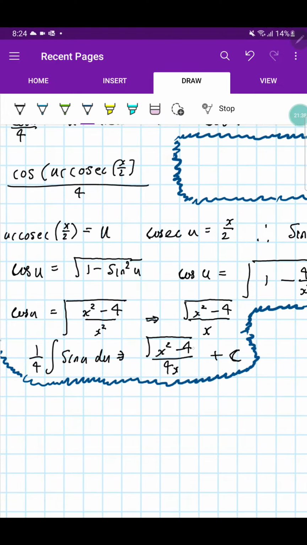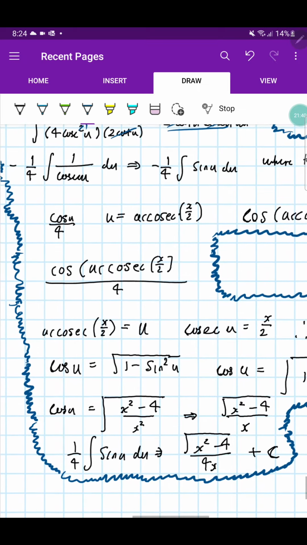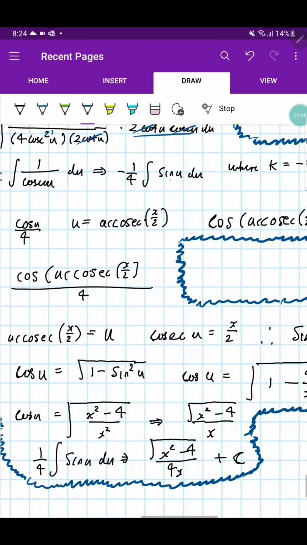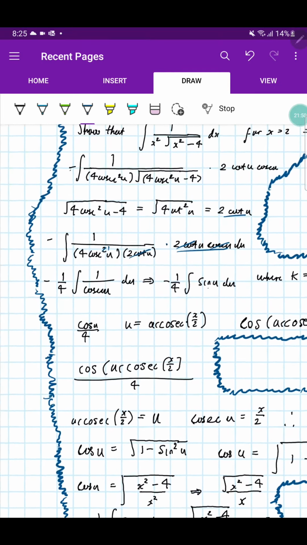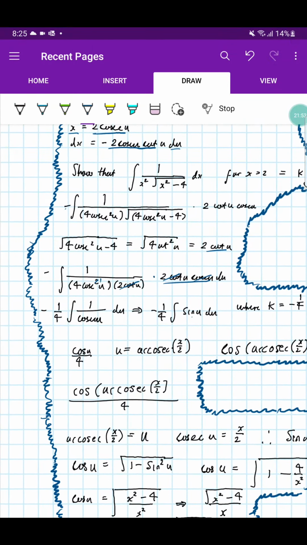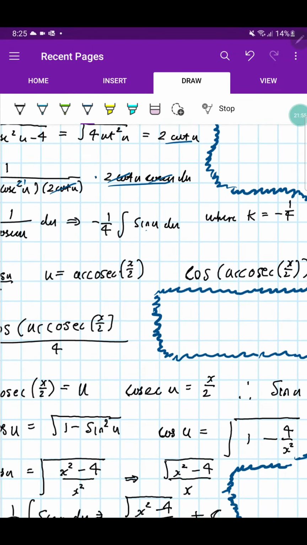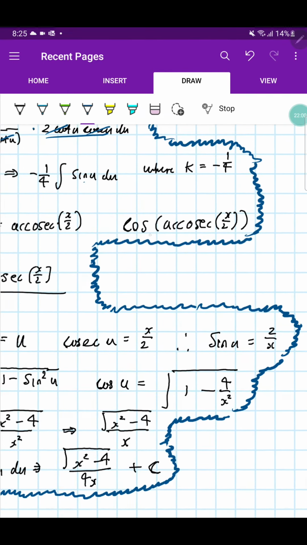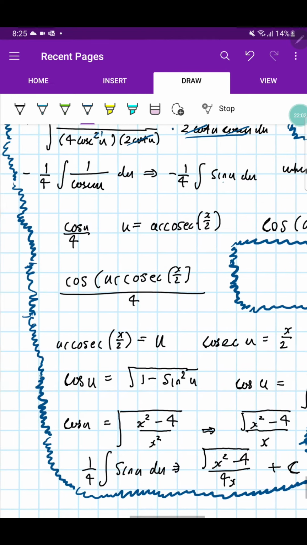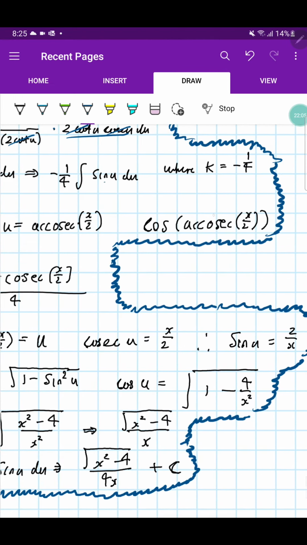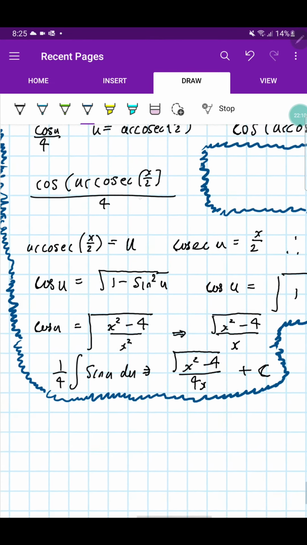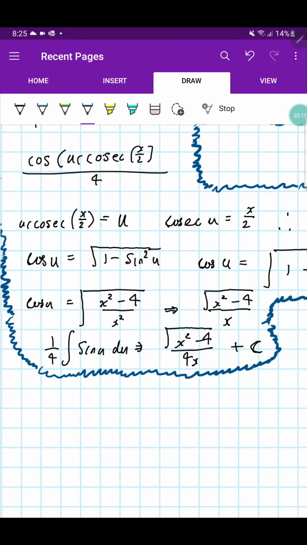Now with the next question, we need to show that the integral simplifies to the square root of x squared minus 4 over 4x plus c. So we know that if we integrate this, we get cos u over 4. And if we use a substitution, we know from before that x is equal to 2 cosec u, so u must be equal to arc cosec of x over 2. Then if we substitute it into here, we get cos of arc cosec of x over 2, and arc cosec x over 2 equals u.